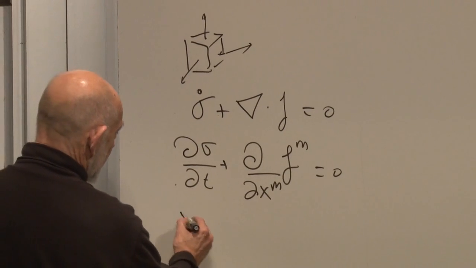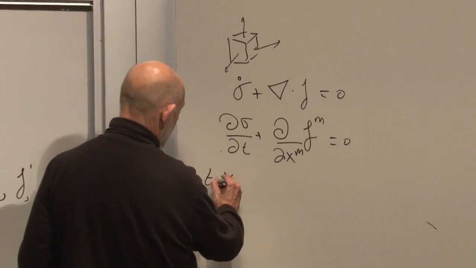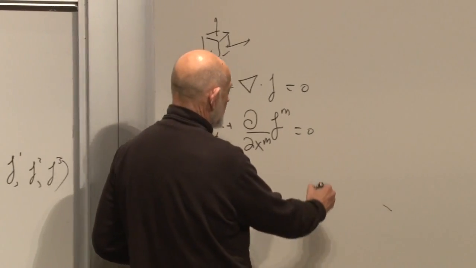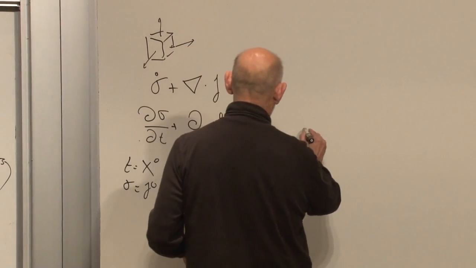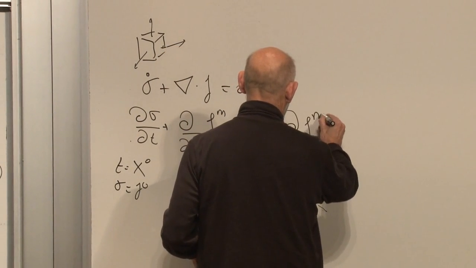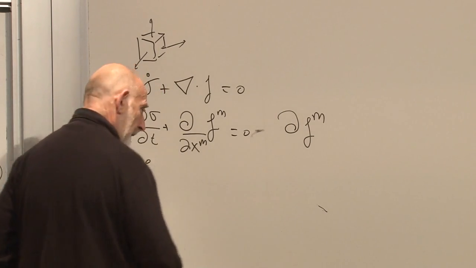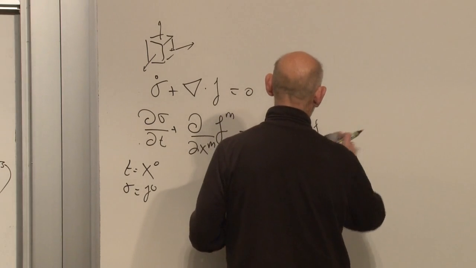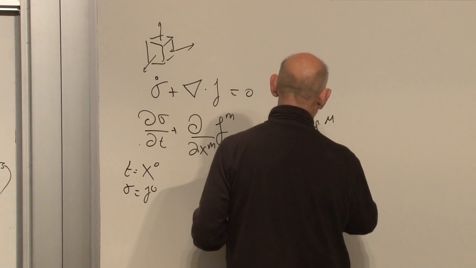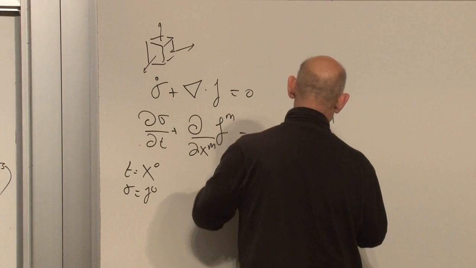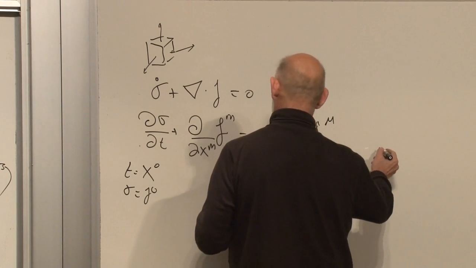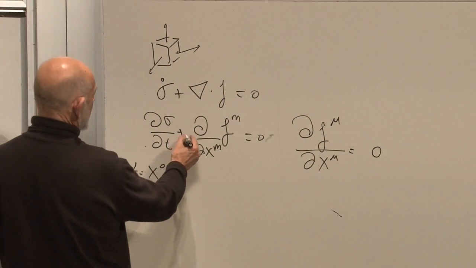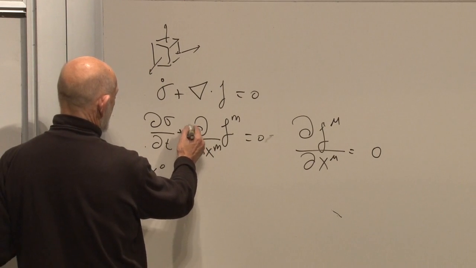and that t is X naught, sigma is J naught, this just becomes the nice equation that the derivative of J mu, space-time index, not just space index, space-time index, J mu, with respect to X mu, is equal to 0. Incidentally, I suppose if I wanted to be really systematic, I would put a sum over m here.